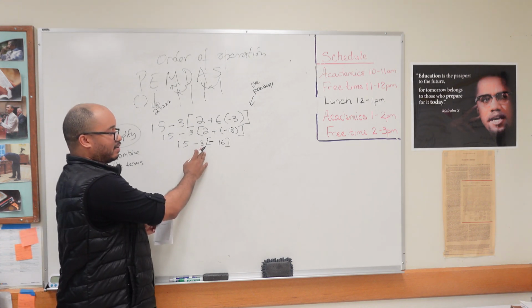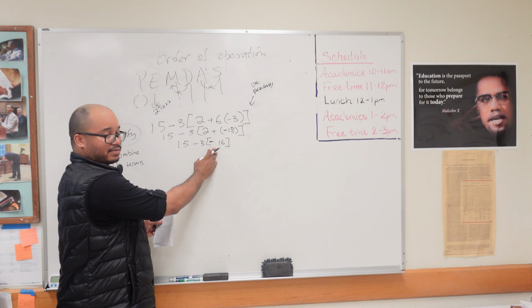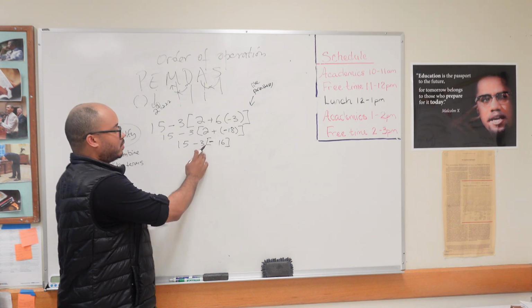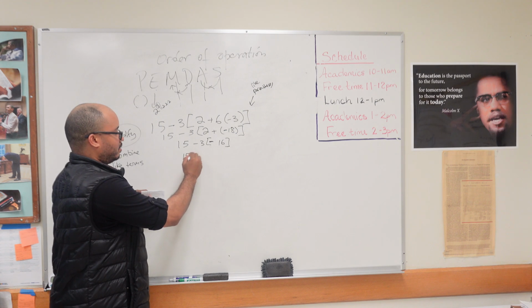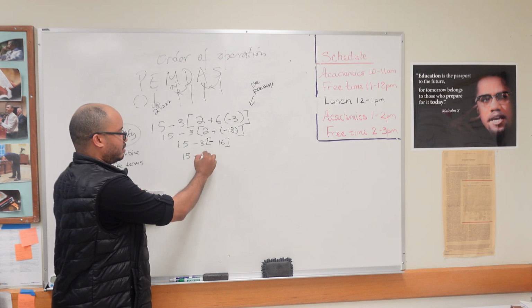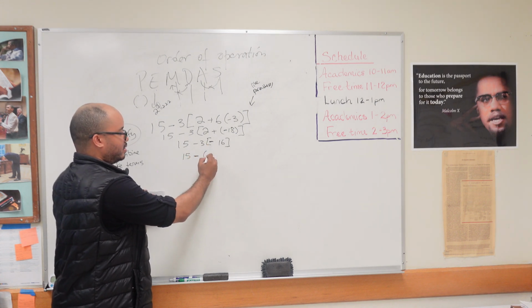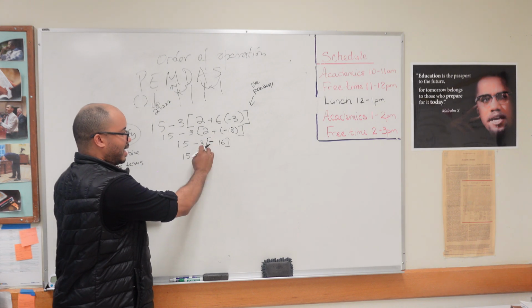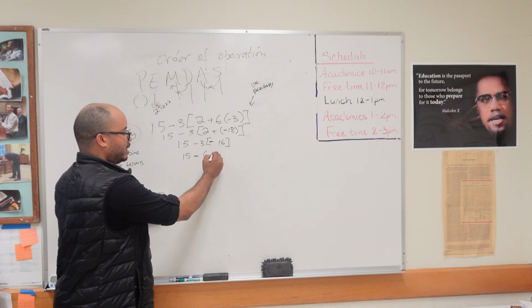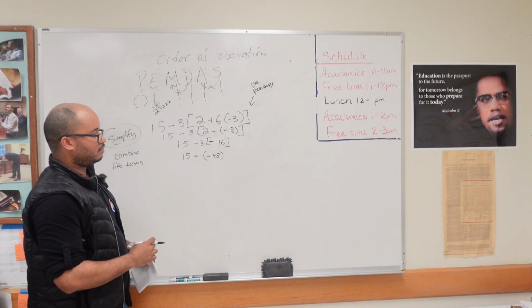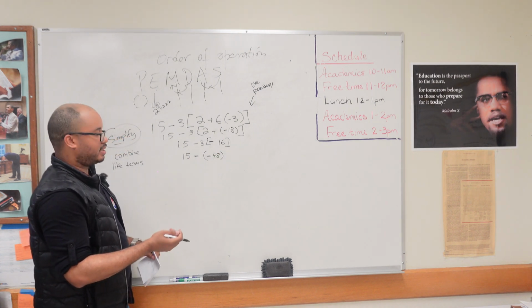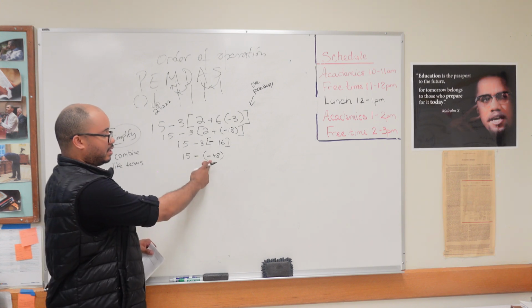So now I have to do negative 3 times negative 16. Some people would do 3 times negative 16, that's fine too. I'll do that. Minus, what's 3 times negative 16? Well, 3 times positive 16 would be 48. And what happens when you minus a negative?